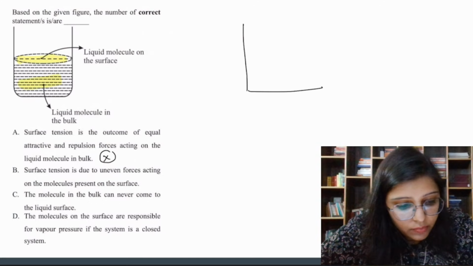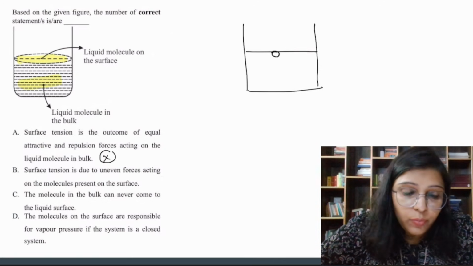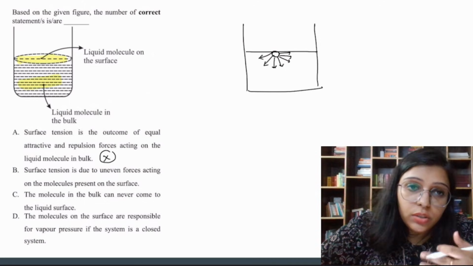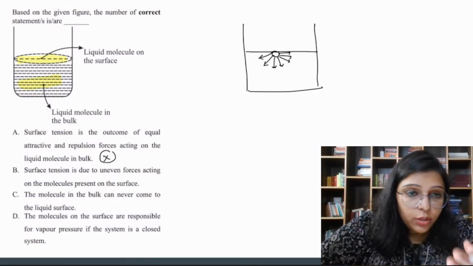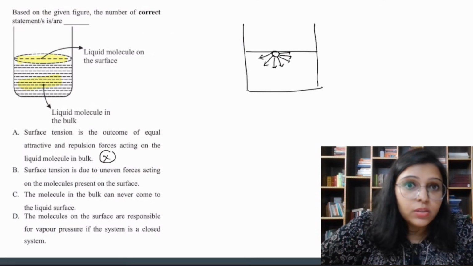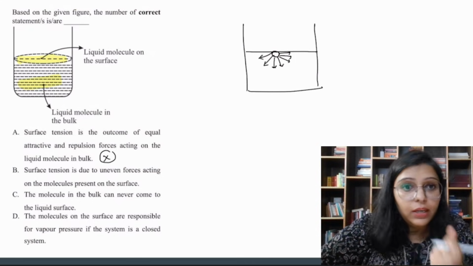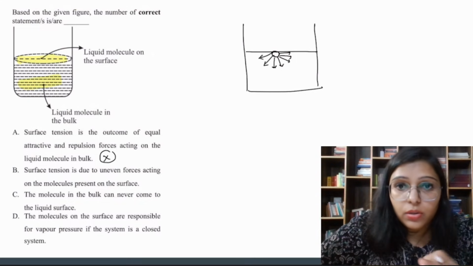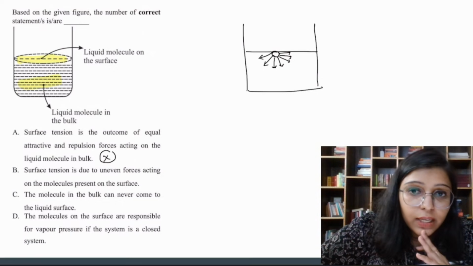Basically, what is surface tension? Suppose we have a liquid particle on the surface. Then we have more unbalanced force. This is called surface tension. It means a liquid molecule on the surface feels more pull from the bulk liquid particles, right? So this is not equal attractive and repulsive force. No, that is wrong.